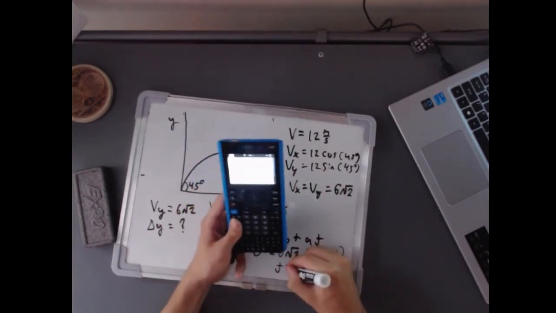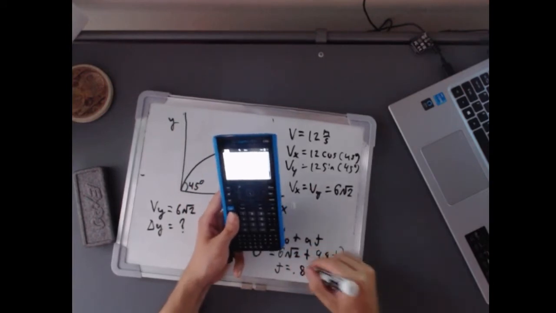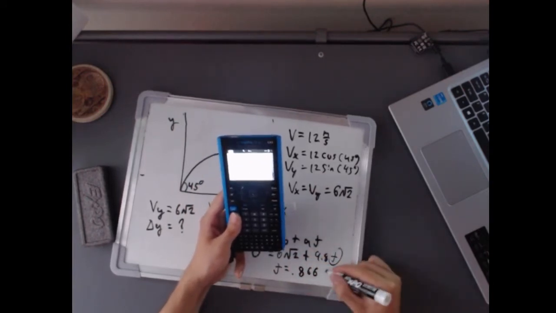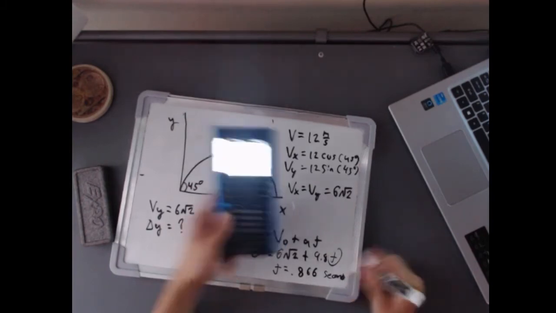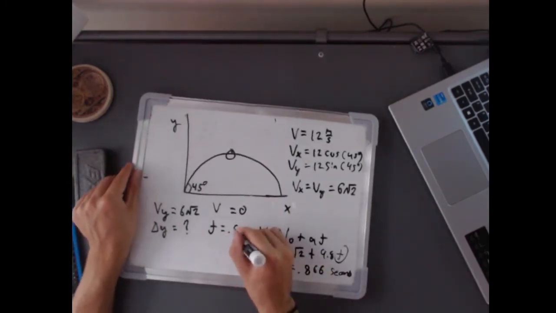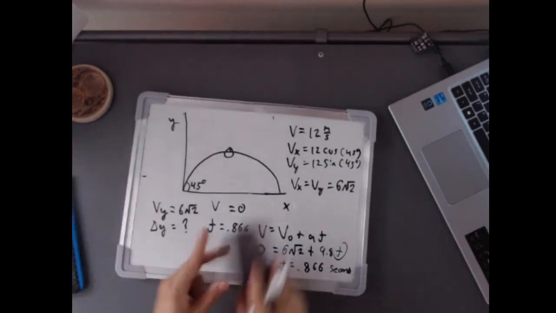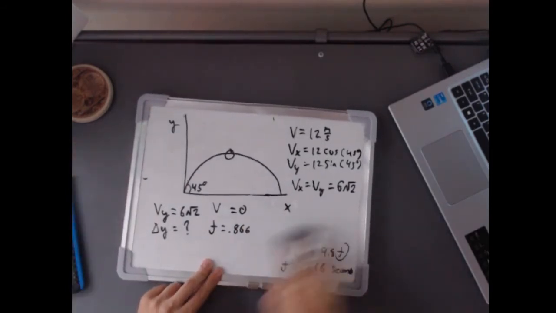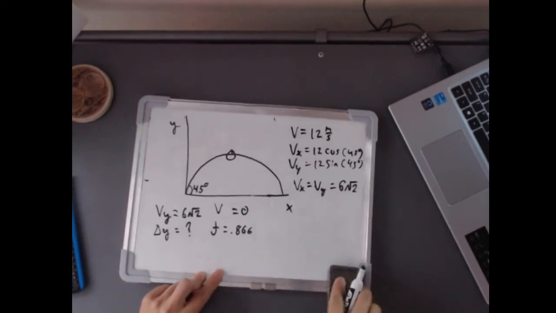We get t is equal to 0.866 seconds. Now, we can change our unknown of t to 0.866 seconds and call it a day. Well, not quite. We need to find the maximum height.